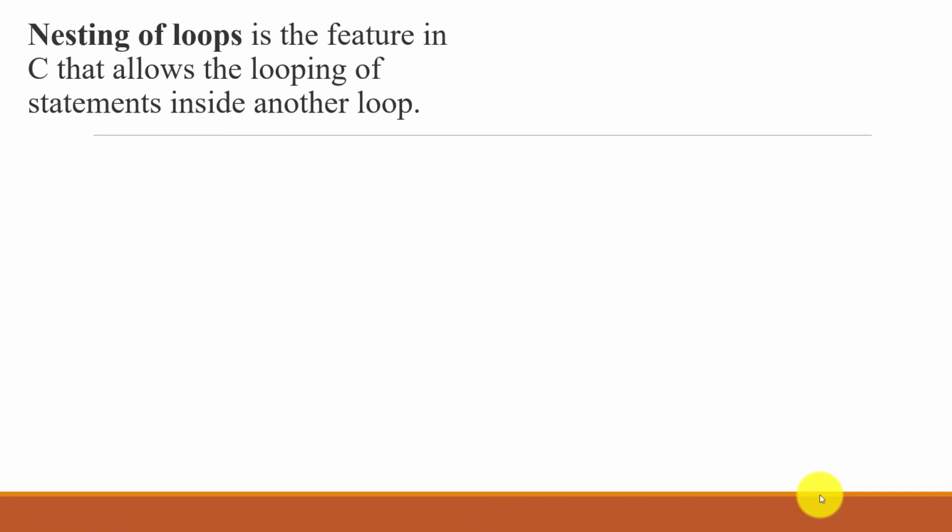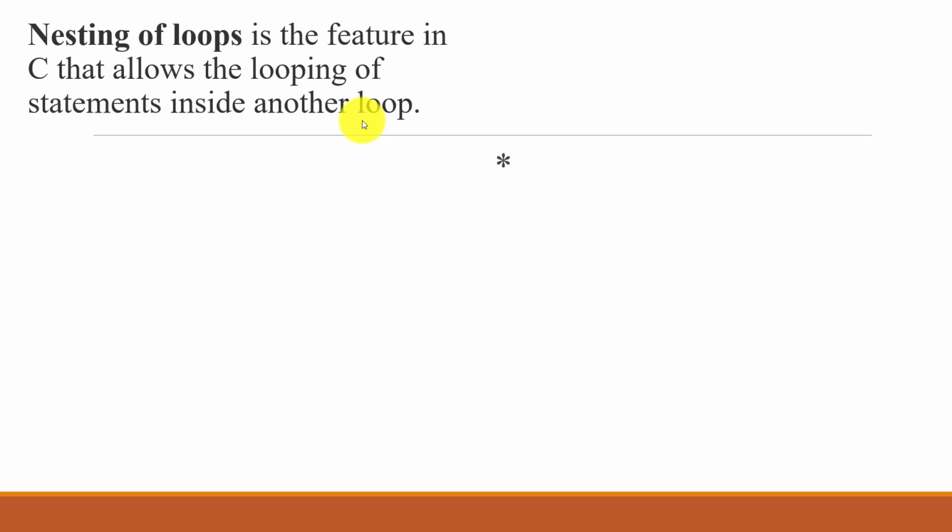So a nested loop is one of the most important features in C, which allows you to loop a statement inside another loop. So we are looping one loop inside another loop because we want to repeat the same code again. That's why we need the nested for loop. So let's understand it with one example.